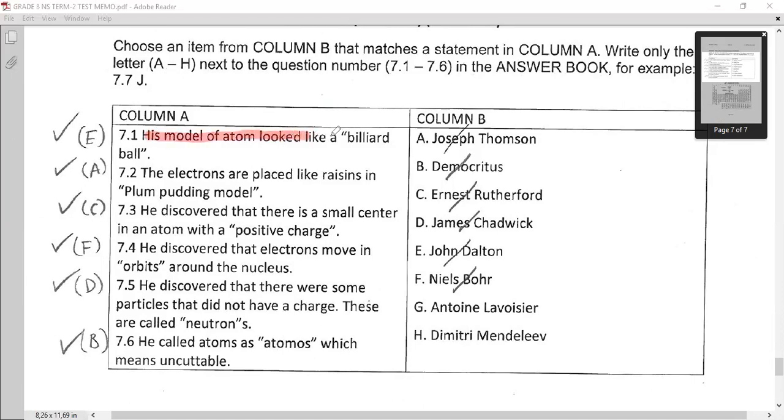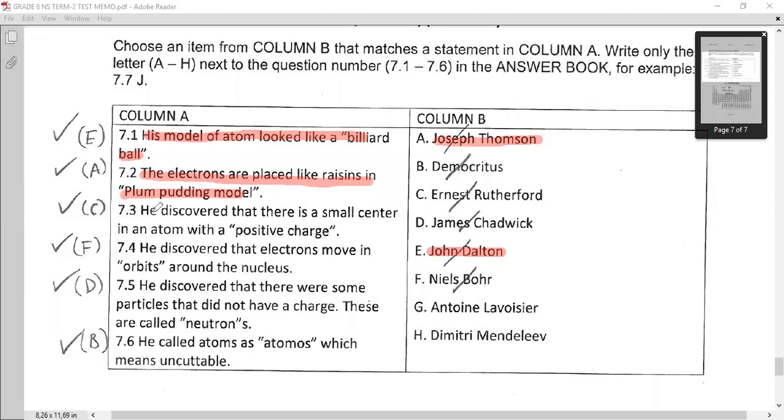7.1, his model of atom looked like a billiard ball. As you know, that is John Dalton. 7.1 is E. 7.2, the electrons are placed like raisins in a plum pudding model. We call it also the plum pudding model. It looks like a pudding, and there is stuff inside, like raisins inside. Like I gave you the example of a cupcake with raisins in the cupcake. So the answer is Joseph Thomson.